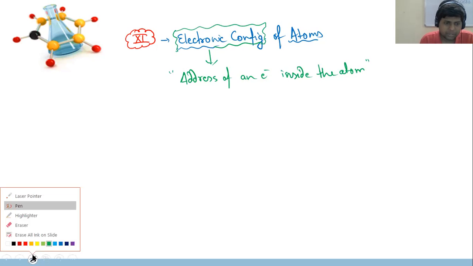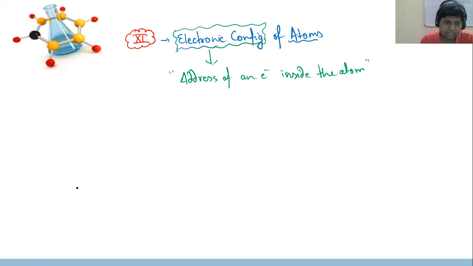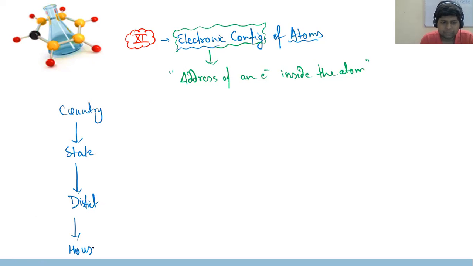Yes, sir. For example, let us say someone asks you what is the address of Adrita. So how is she going to tell her address? First she will tell her country name. So I belong to this country, in this country this particular state, in this state this particular district, in this district this is my house number, and in this house my room number is this. So this will be the exact location of her address.